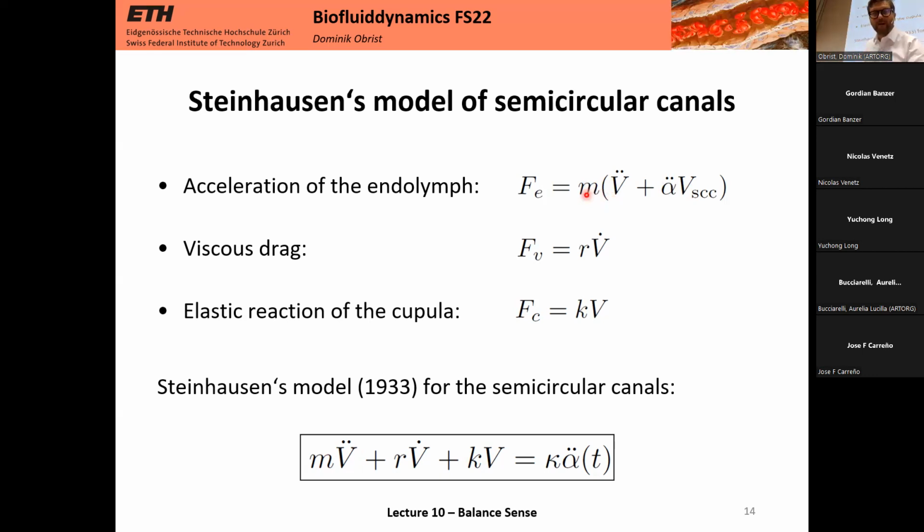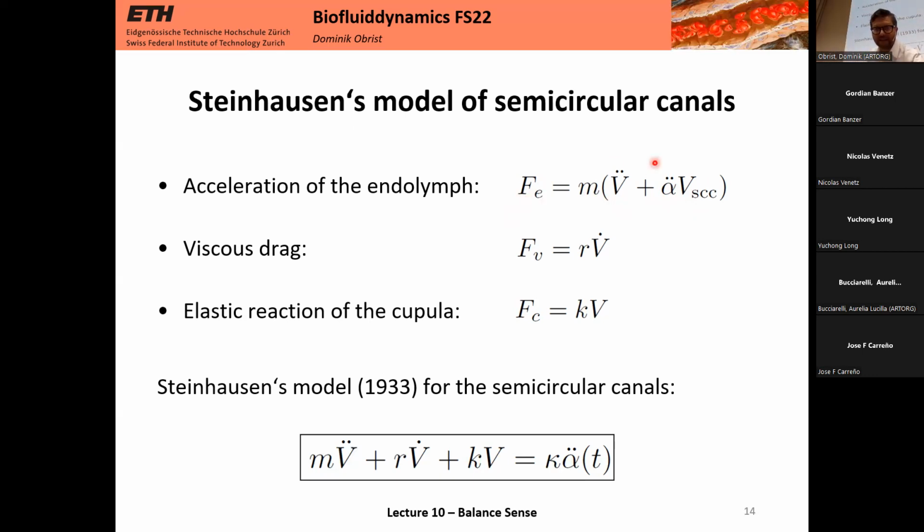And we start moving that whole system. We start moving it with an acceleration alpha dot dot. And the volume inside this whole canal is V_SCC, the fluid volume of the whole canal. So this is the force that is felt by the system, or that has to be put onto the system by accelerating the whole system.